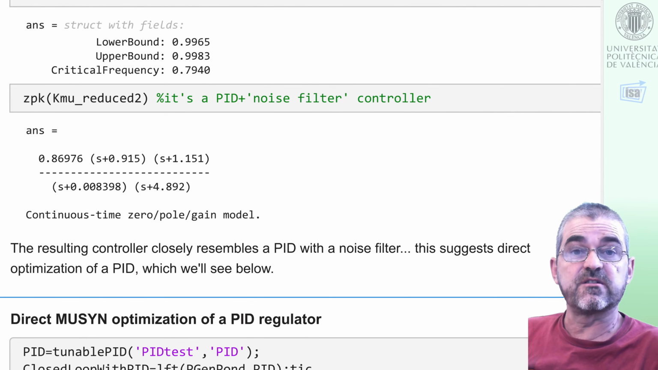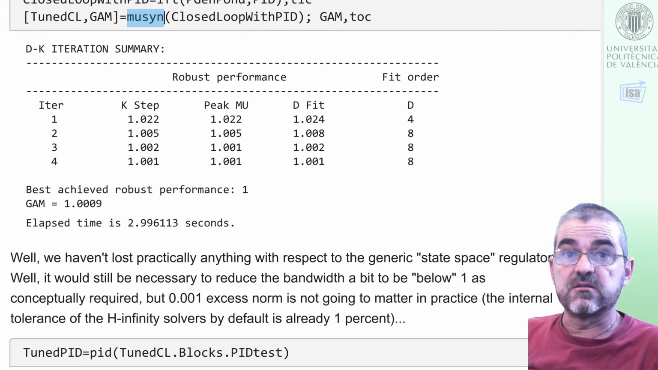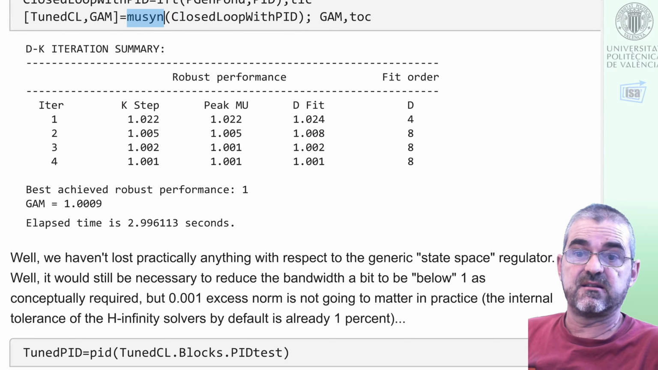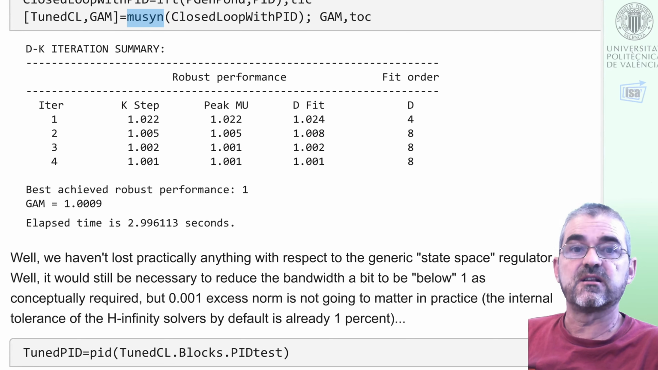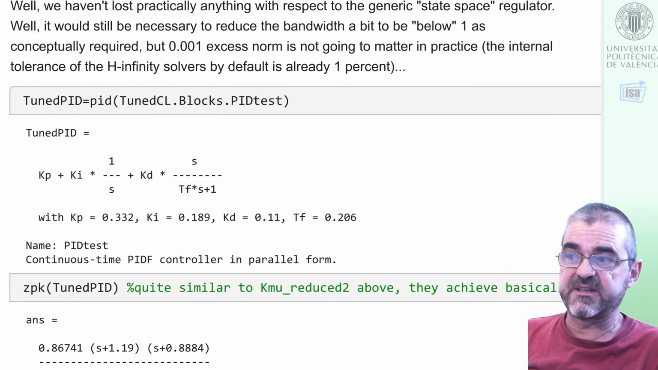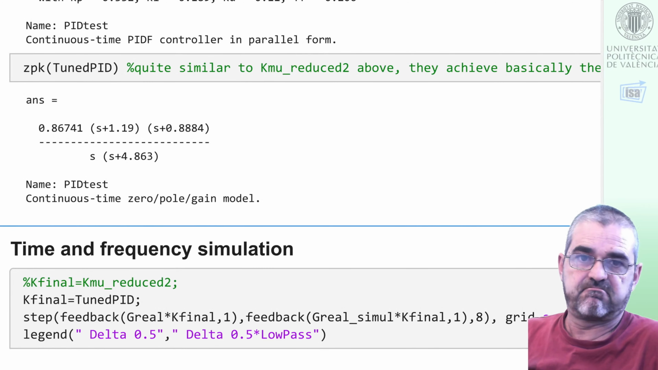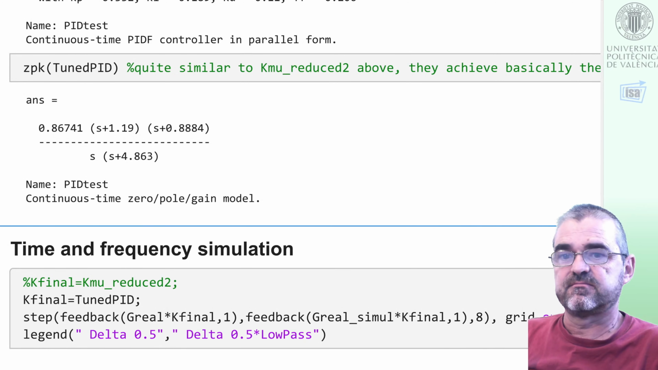So these are two ways of obtaining basically the same, because indeed we have an underlying second order physical plant. So intuition tells us that PIDs might be very good for my second order plant, and indeed they keep up to the promise, and we find a tuned PID with robust performance. Okay, it should be below 1, it's 1.0009, but okay, it's good enough for us.